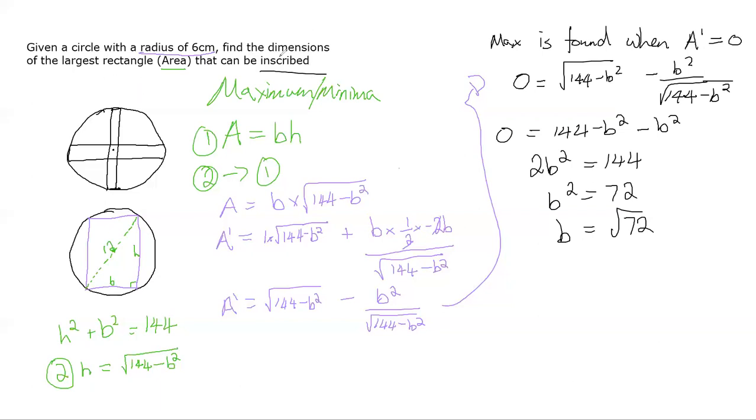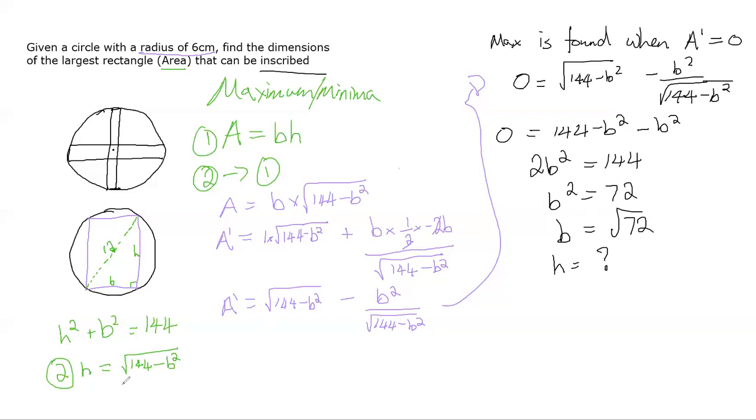Note we're trying to find the dimensions, right? That's what we're looking for. We're trying to find the dimensions. So this is only part of the solution. Okay. All we have to do is find the other dimension. So what is h? And the question is, what is h? Question mark.